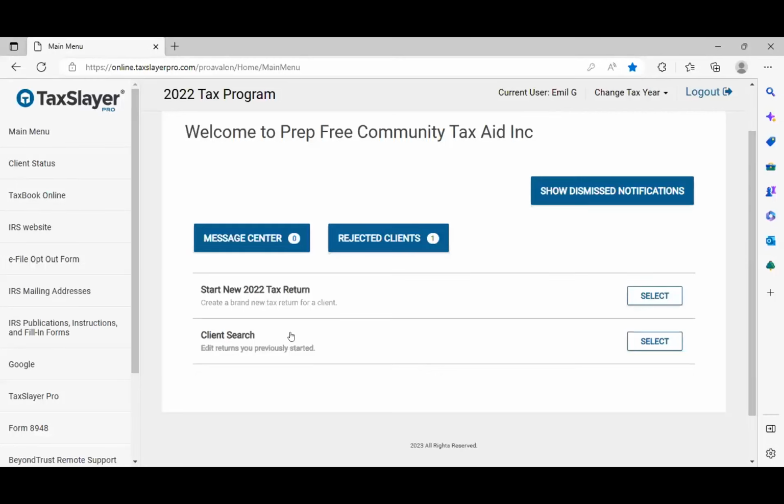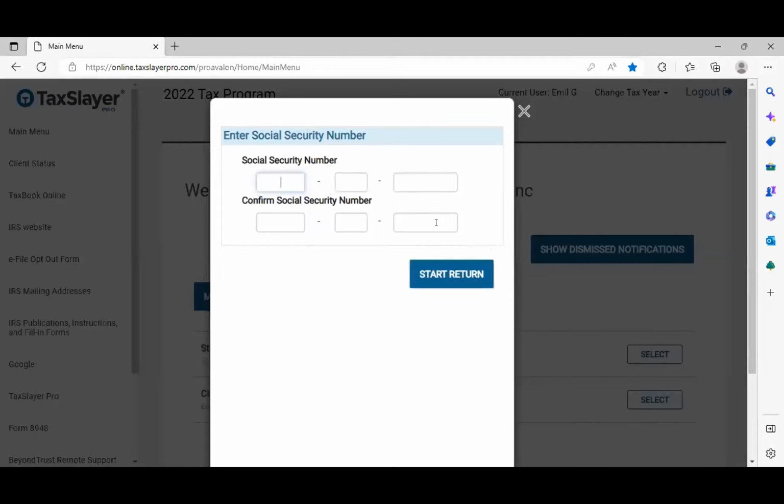So we're entering this return. How do we do that? Well, you're back on the TaxSlayer program. We're going to go to start a new 2020 return. So we're going to hit this box. And I know you guys can't do this, so you just have to follow along with me, right? All right, it's asking now for the Social Security number, and that is of the taxpayer, April Robertson.